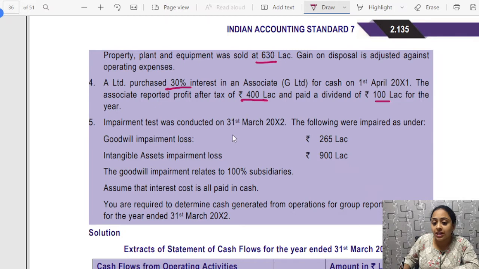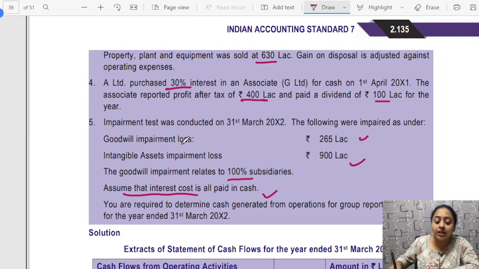Impairment test was conducted on 31st March 2002. The following were impaired: goodwill impairment was 265, intangible asset impairment loss was 600 lakh. The goodwill impairment relates to 100% subsidiaries. Assume that interest cost is all paid in cash.